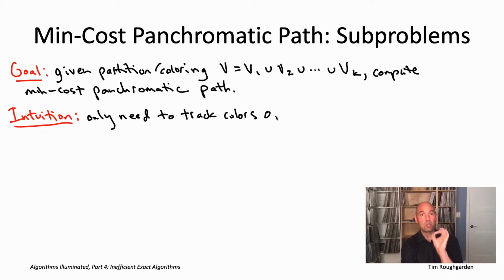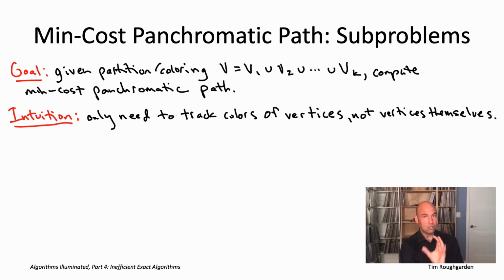You only have to remember the colors of the vertices that you've seen thus far. So as we'll see, subproblems are going to be indexed not by subsets of vertices, but subsets of colors. And while there were roughly n to the k subsets of at most k vertices, there's only 2 to the k subsets of colors. And 2 to the k is much, much better than n to the k.